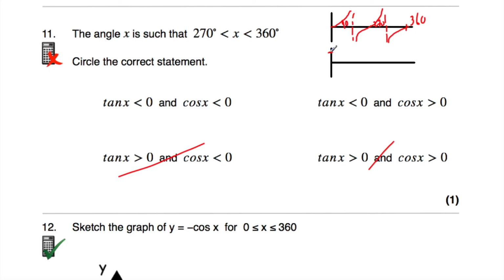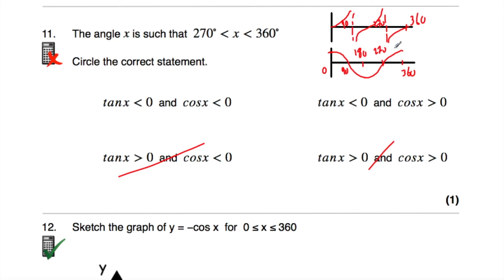So the cos graph starts up here at 1, it then comes down to 0, it then goes down to negative 1, it then comes up to 0, and then goes up to 1. And that's 360 degrees. So that's 0 degrees, 90 degrees, 180 degrees, there would be 270, and here's 360 degrees. And we're interested between 270 and 360 degrees, so this section here.